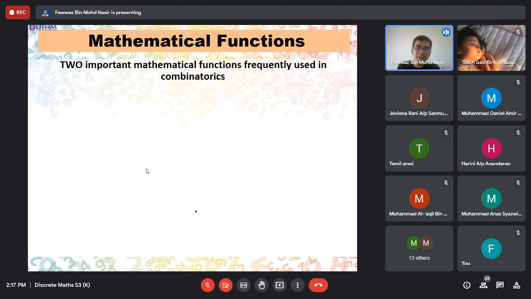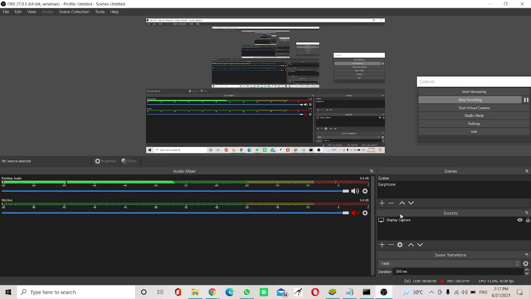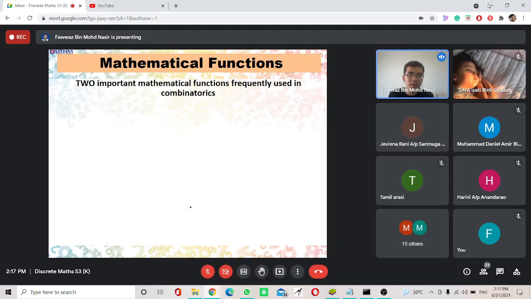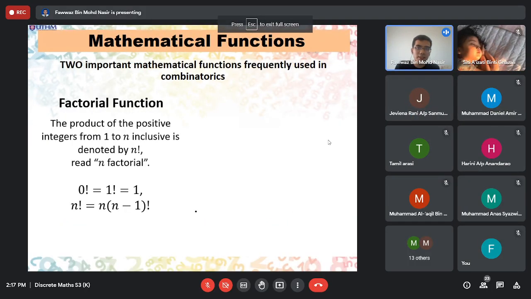Kemudian ada dua lagi mathematical function yang penting dalam counting theory yang kita frequently use in combinatorics. Okay. So the first one is the factorial function. Okay, factorial function ni memang kita akan pakai throughout kita punya counting theory punya topik ni.